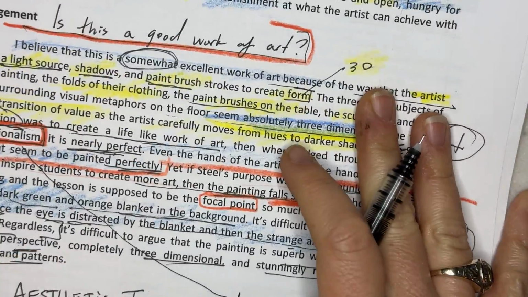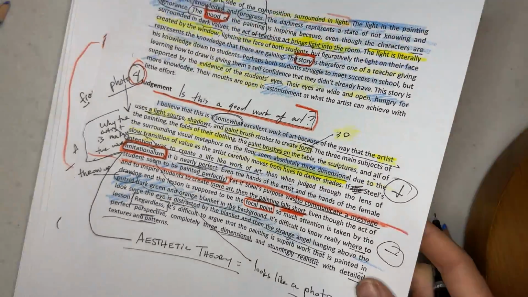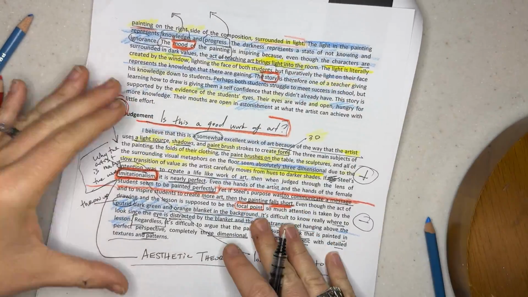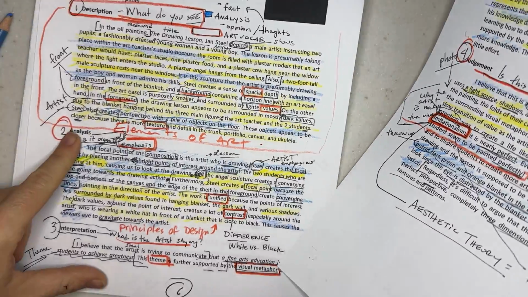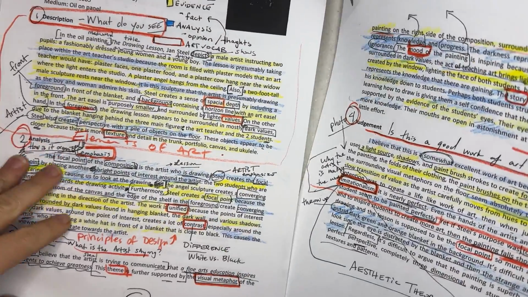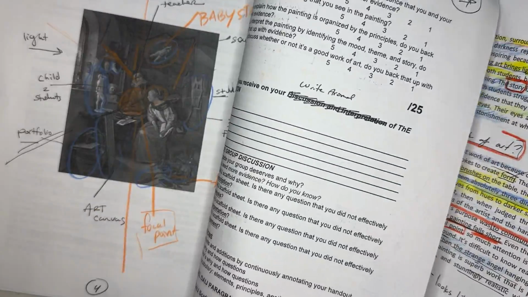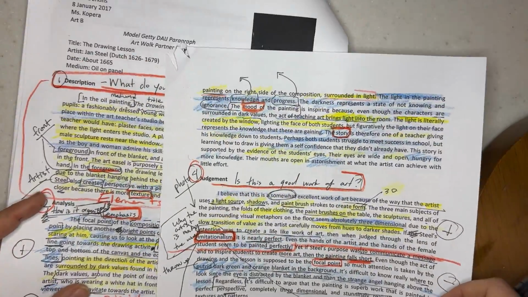Okay, guys, I really hope everything was on camera. But this was a video where we went ahead and we looked at an example of a DAIJ for paragraphs on the drawing lesson. Okay. And we also went over the rubric and annotated the drawing lesson. I hope this is useful.